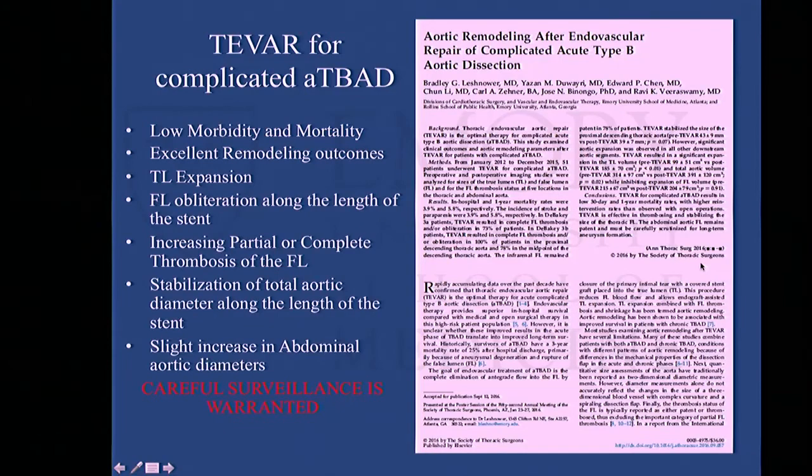So our message in this paper, this is another series where we can say, for these sick patients with high mortality, stenting is safe, with low morbidity and low mortality, and it shows excellent remodeling outcomes. We've expanded the true lumen, we've obliterated the false lumen in the majority of the patients along the length of the stent. We've induced partial or complete thrombosis of the false lumen in those that still have a residual false lumen, and we've stabilized aortic diameter along the length of the stent. But these patients require lifelong surveillance for that abdominal aorta, which remains dissected. They come in every year, and I say, it looks good, everything has blood flow. They rarely develop malperfusion in the chronic phase, and you're just watching that abdominal aorta to make sure it doesn't grow big into an aneurysm.